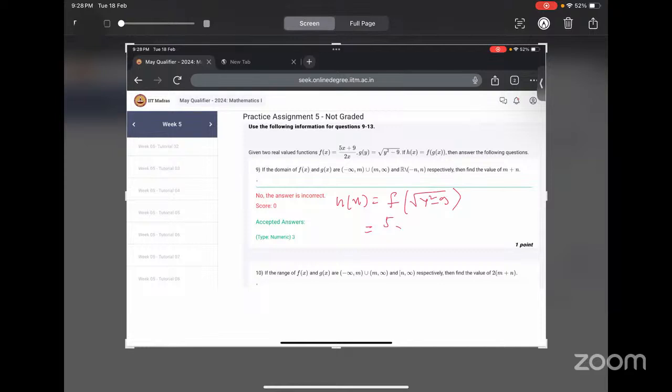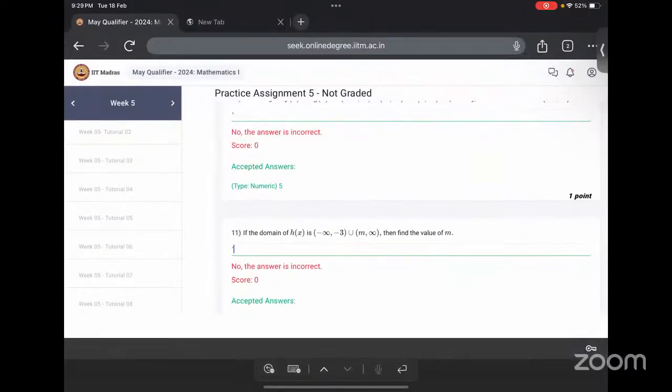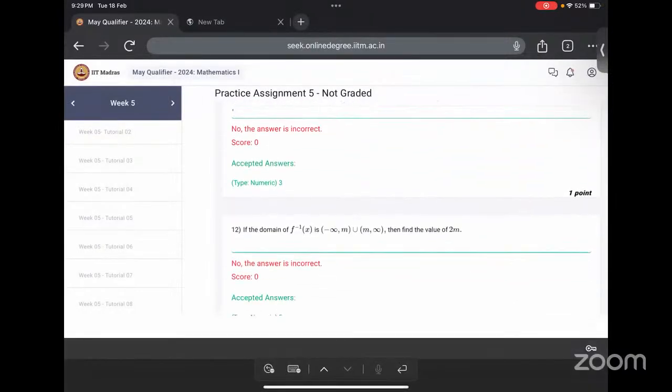So 5 into y square minus 9 plus 9 by 2 into x square minus 9. So what should be the range? X should not equal plus minus 3, right? In the domain, plus minus 3 should not be present, right? Yes, ma'am. So the value of m will be 3, right? Yes. Okay.